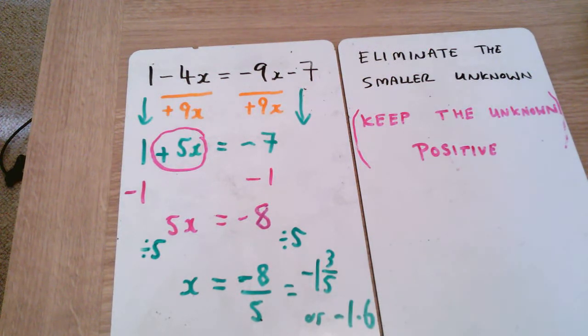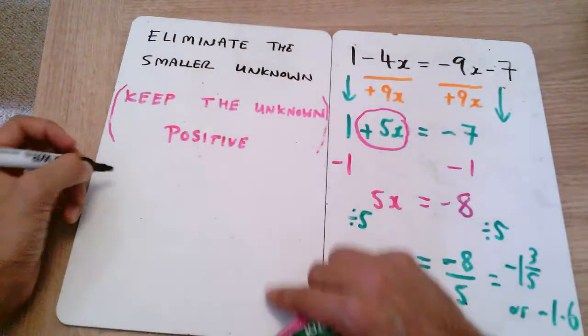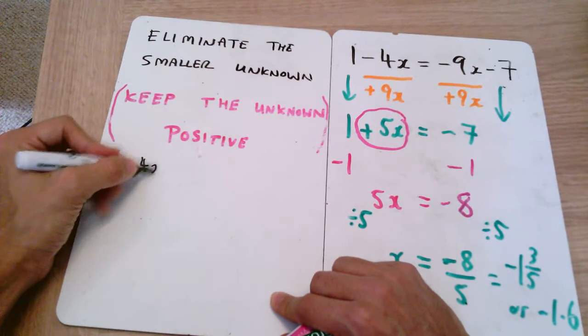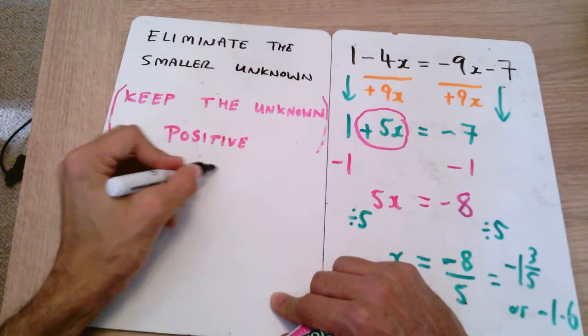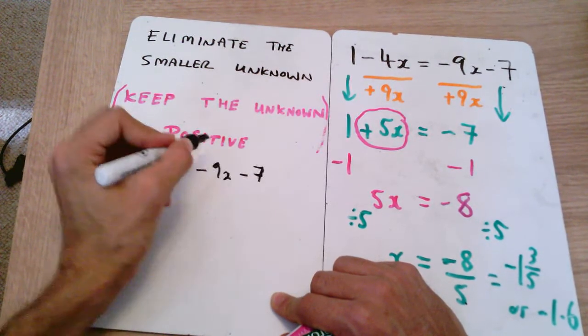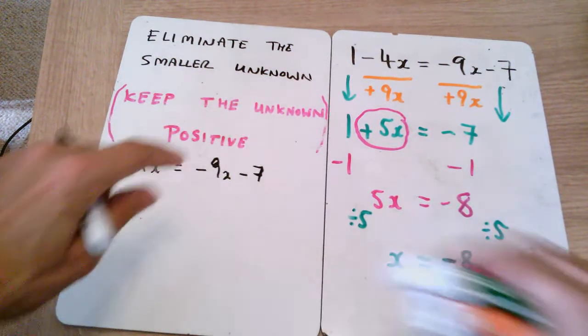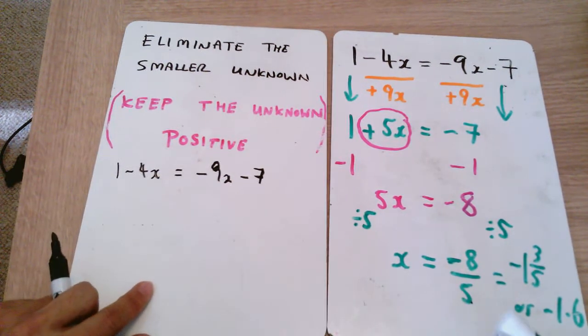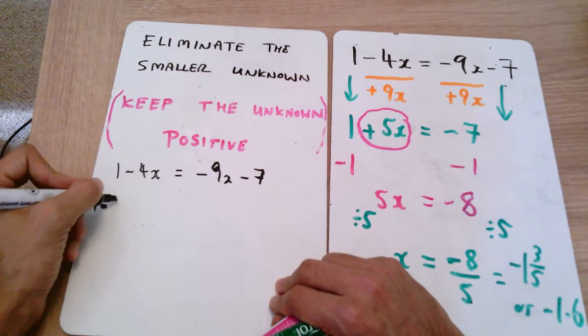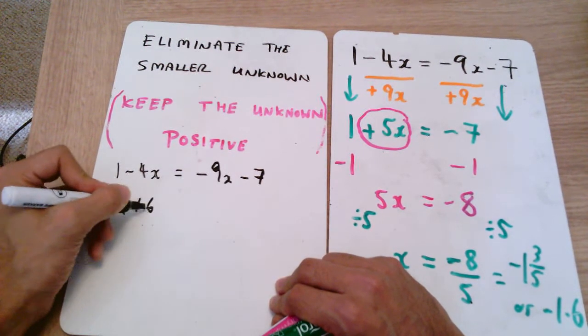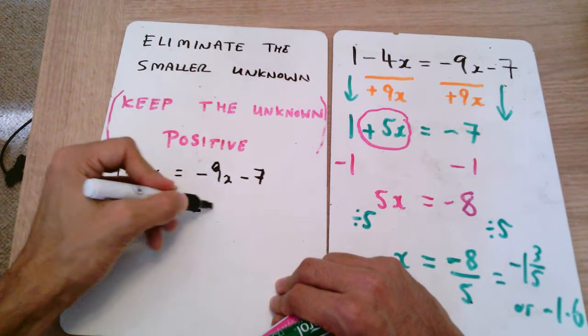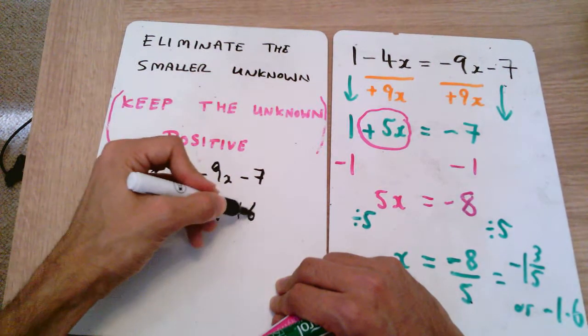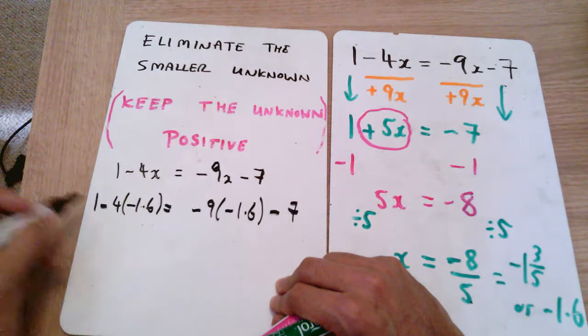But we can still check that this is correct. Still important to check what we are doing is correct. So if we substitute this, I'm going to put this over here, switch this around. We had 1 minus 4x is equal to minus 9x minus 7. To make sure that this works, it's balanced on both sides. x, I'm going to write as minus 1.6. 1 minus 4 lots of minus 1.6 is equal to minus 9 lots of minus 1.6 minus 7.